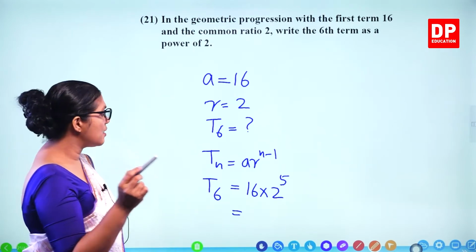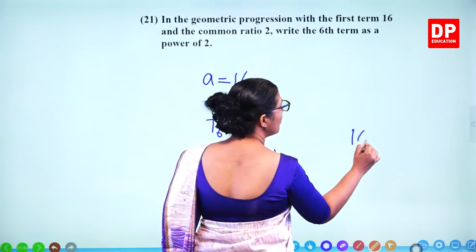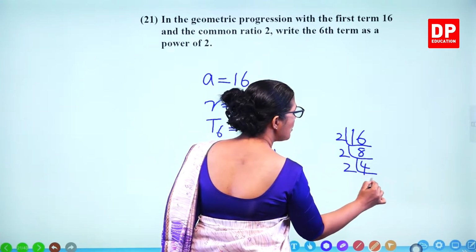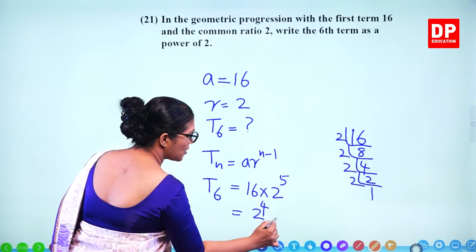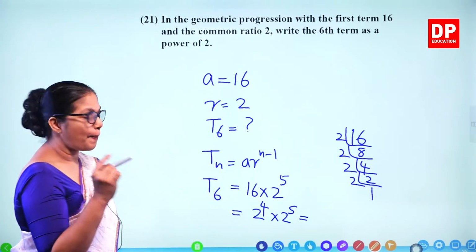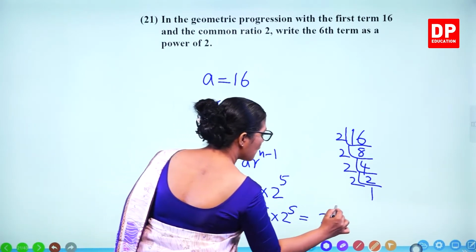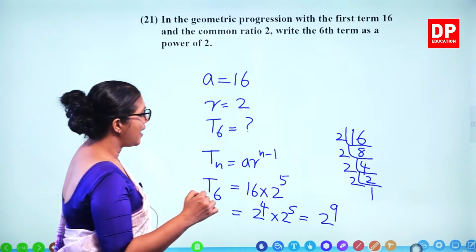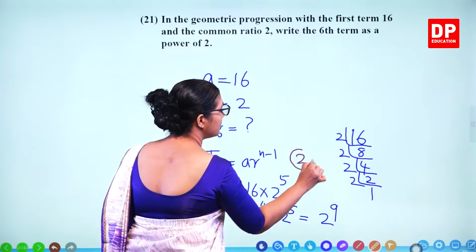You need to write in terms of power 2. So 16 is what? 2 to the power 4. If you can't remember, then just quickly divide and see how many 2's are there. 2 to the 4 and 2 to the 5. Now index laws. Same base, different powers, you add the powers. 4 plus 5, that's 9. So answer is 2 to the power 9. 2 marks.